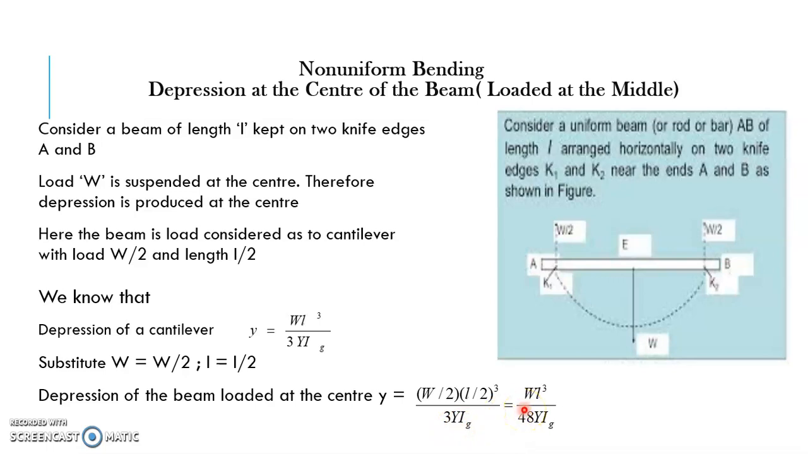Then on simplification, we get WL cube by 48YIG. From that, the 2 comes downwards, 2 3s are 6, 2 cube is equal to 8, 8 6s are 48. Therefore we get y equal to WL cube by 48YIG, where L is the length of the beam, Y is the Young's modulus of the beam, IG is the moment of inertia of the beam, and W is the weight added at the center.